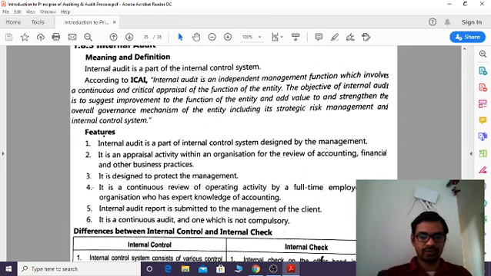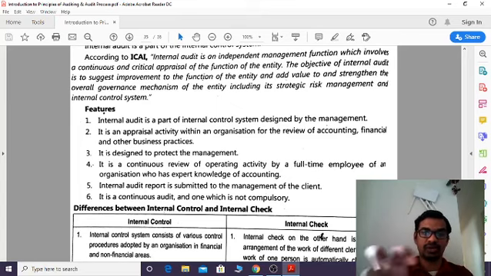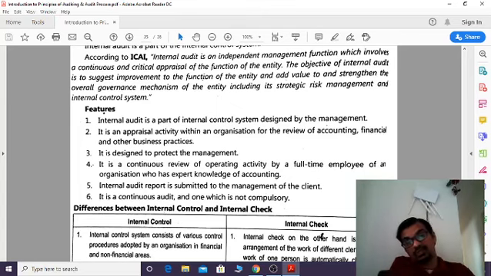What are the features of this? Internal audit is a part of the internal control system designed by the management. Then number two, it is an appraisal activity within an organization for the review of accounting, financial and other business practices. It is one kind of appraisal activity. It is the review of accounting records, financial records as well as other business practices. Okay. Then it is designed to protect the management. Why is it designed? It is designed to protect the management.